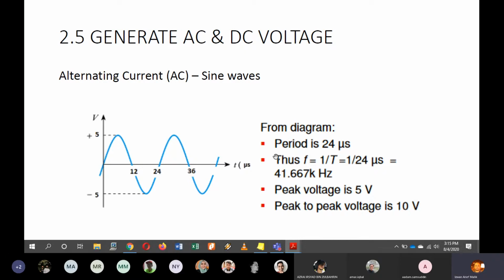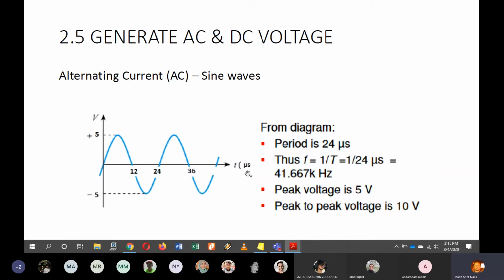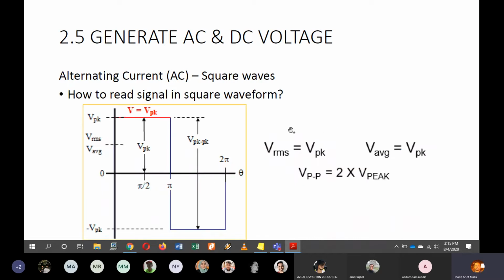Okay, the same way how you calculate for this one just now. They are the same. And then for the VRMS, 0.707, which is 1 over square root 2 times 5. So you will get somewhere around 3.6 volt. So that is your VRMS. Around 3.5 something. Okay. Alright, that is for sine wave.